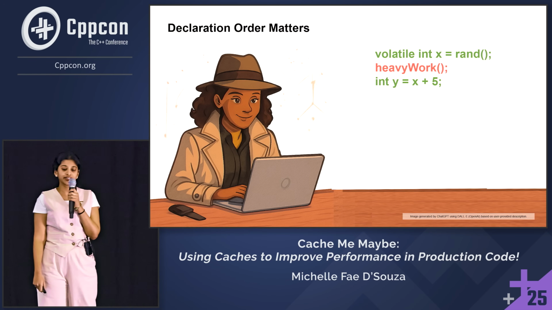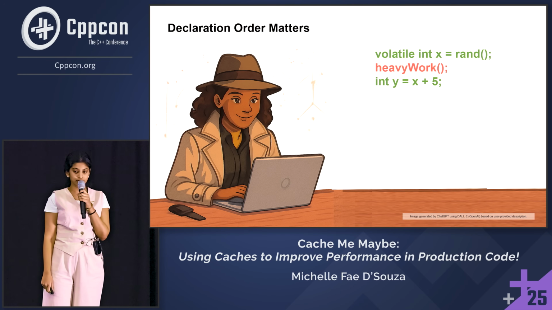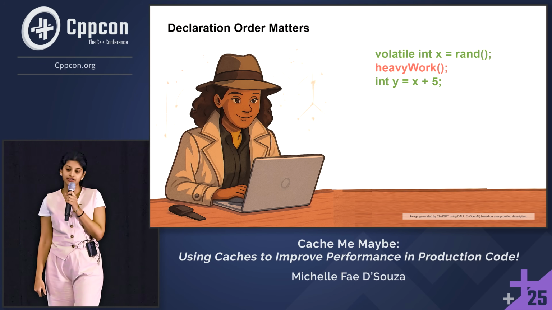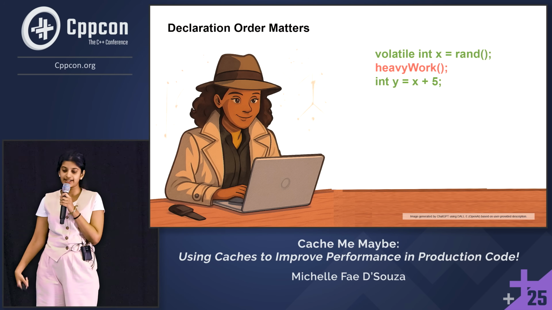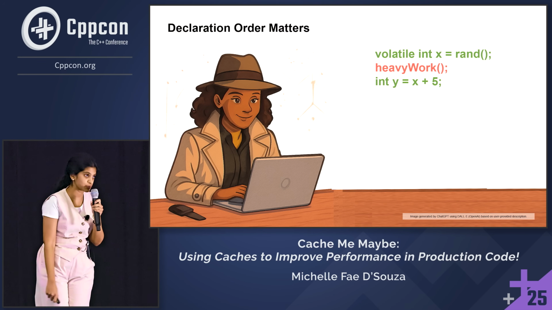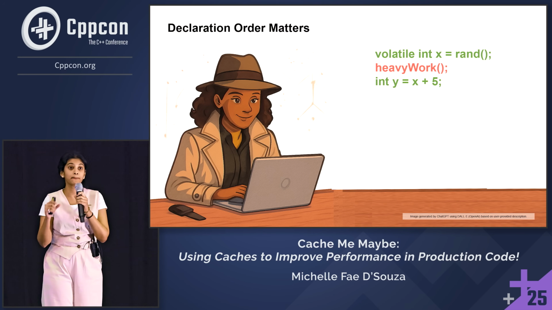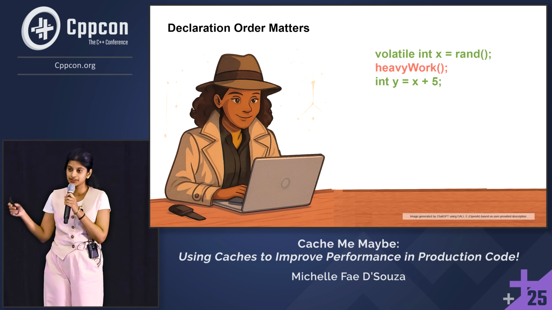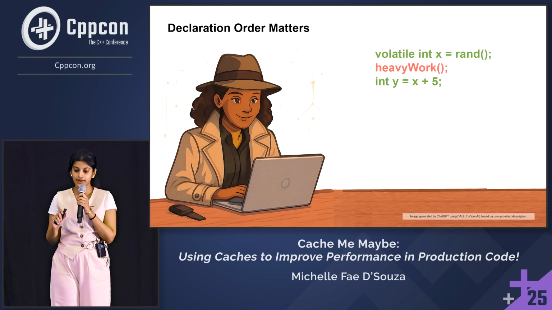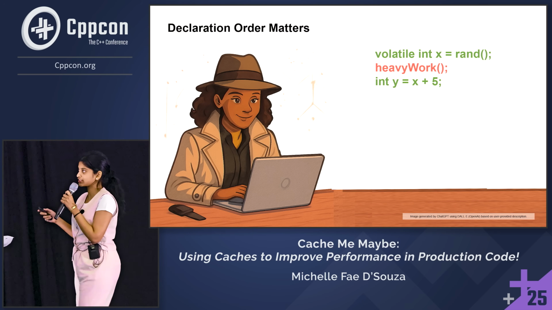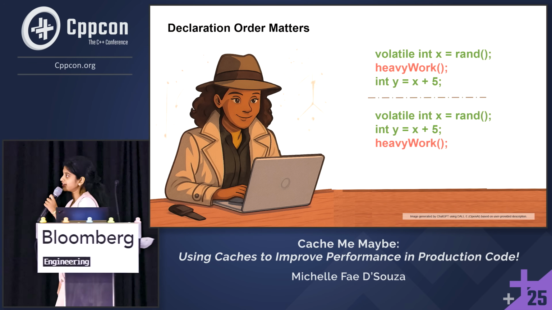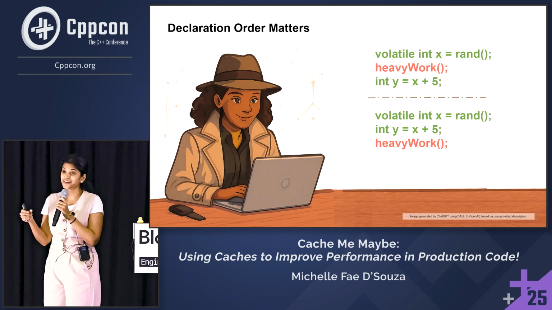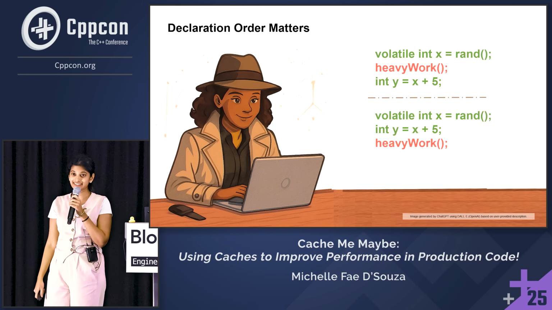Now, I've also heard that the order in which you declare variables is super important, and it makes sense. So let's say you have an integer, you've declared x, and then you do some heavy work, where the heavy work is going to pollute your cache, and then you try to utilize x to access y. Something like this is going to be slower than if you just access x right after you declare it, right?